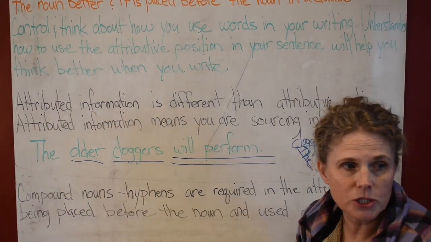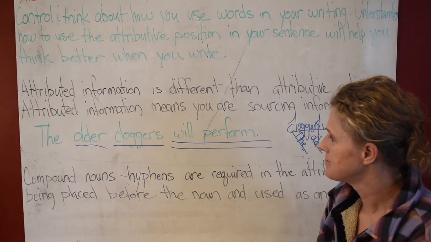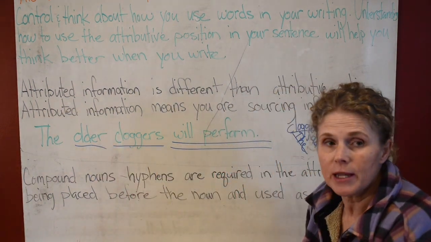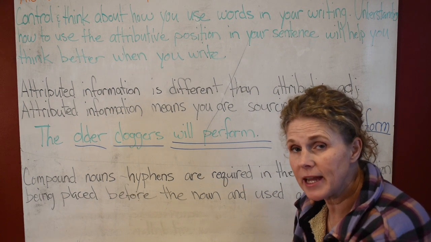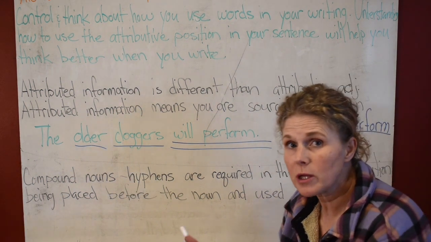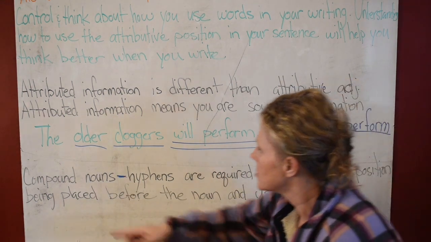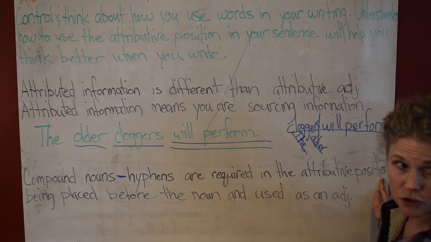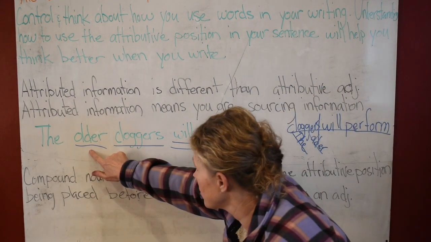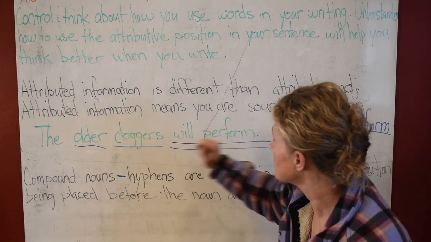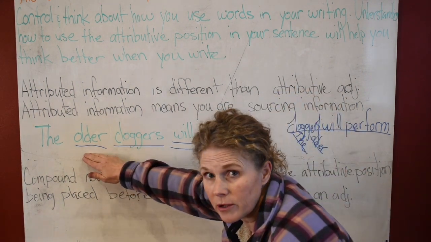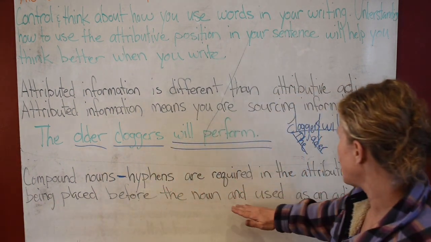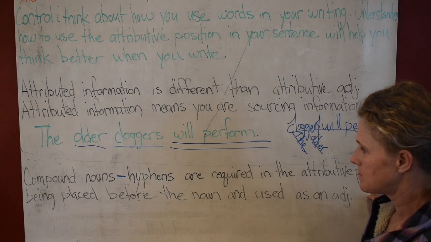Okay, so now we have, so where is the attributive position? Right there. That's your attributive adjective. It's before your noun. Now the reason why I really want to pinpoint it's before the noun is that's really where I want you to think about it. So we have compound nouns. Hyphens are required in the attributive position. Where's the attributive position? Before your noun. Okay, this is where we want to really focus, that the attributive position is there. It's being placed before the noun and used as an adjective.